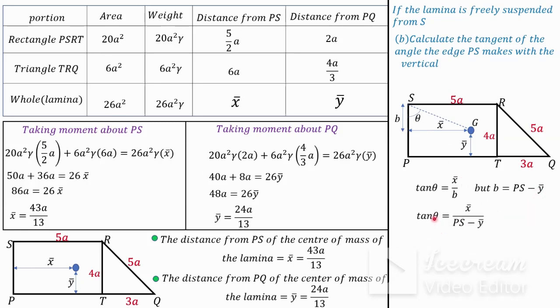So tan theta equals x bar divided by PS minus y bar. PS is the width of the rectangle, which we already know, and y bar we have already determined. Putting in the values, tan theta equals x bar, which is 43a divided by 13, divided by PS, the width of the rectangle, which is 4a, minus y bar, which is 24a divided by 13. We therefore get the tangent of the angle the HPS makes with the vertical to be 43 divided by 28, which answers the B part of the question.